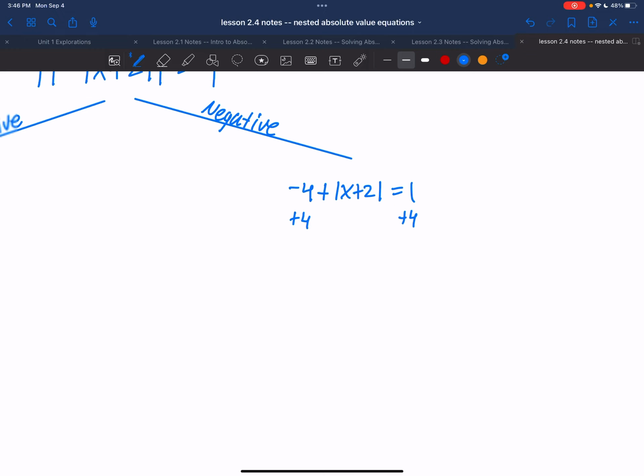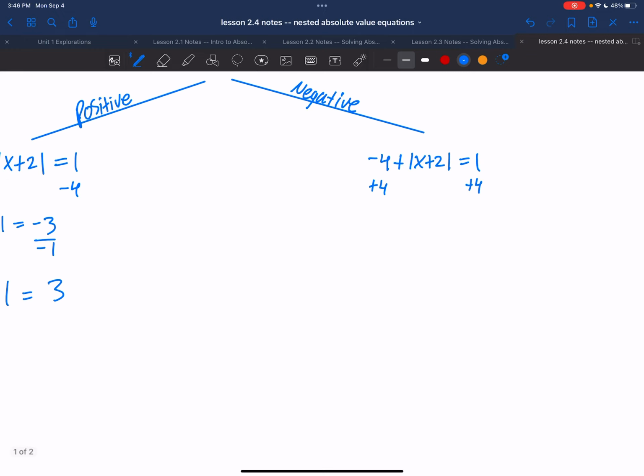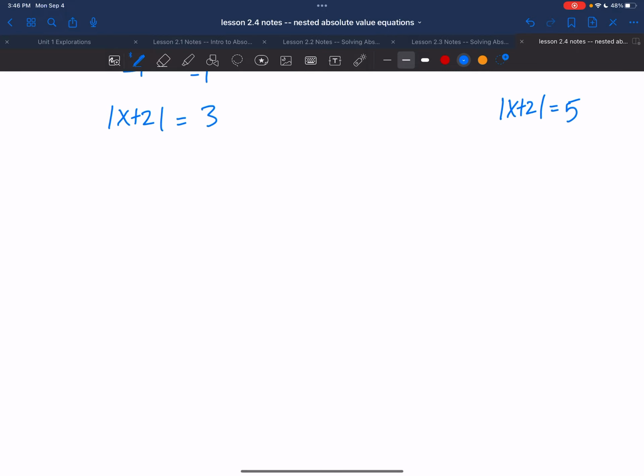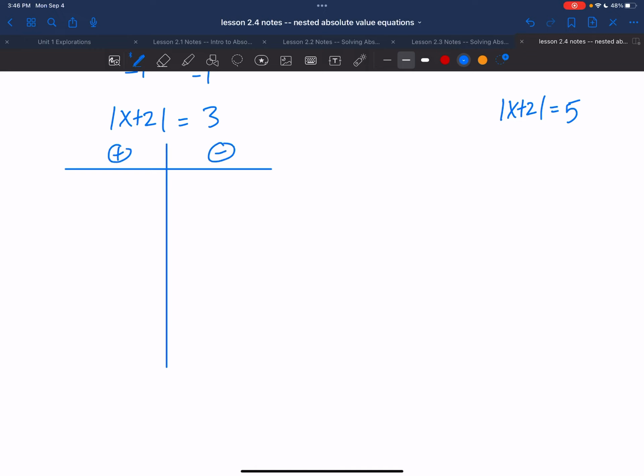So I just add 4 to both sides. That's going to tell us that x plus 2 equals 1 plus 4, which is 5. And now that you've isolated these, you can make your t-charts, right? If you want to just do the legs again, you can, but positive case, negative case. x plus 2 equals 3, and negative x minus 2 equals 3.